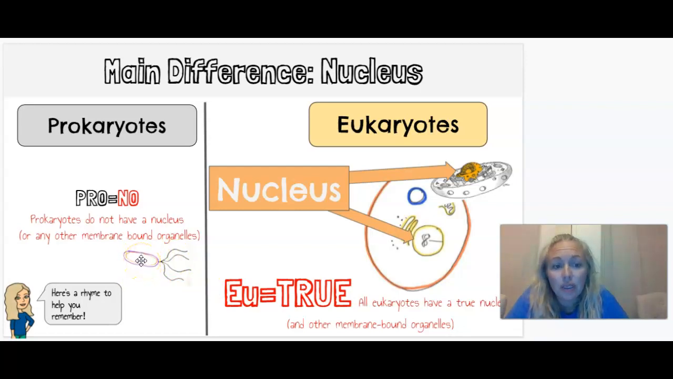Prokaryotes do not have a nucleus. They have DNA, but it just kind of floats in the center-ish area of the prokaryotic cell. It also doesn't have any other large organelles like these organelles here. It just has these little tiny ribosomes. That's really the only true organelle that a bacteria or prokaryote has. So there's a rhyme that kind of helps you to remember. Pro-no, meaning that prokaryotes have no nucleus, and eu-true. So eukaryotes have a true nucleus. So pro, no nucleus; eu, true nucleus.